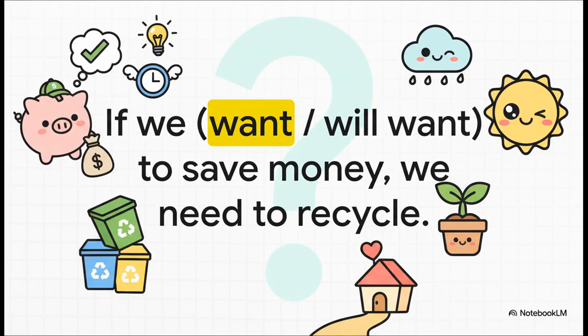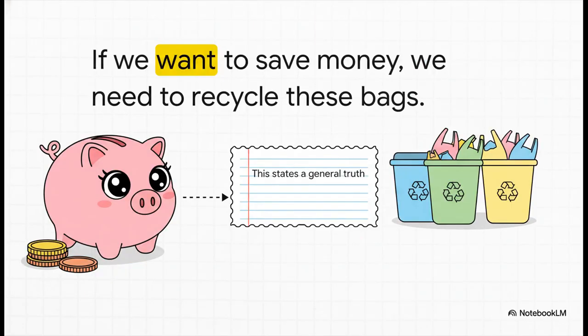Okay, let's switch it up a little. Which one is correct here? Want or will want? So think about it. What kind of sentence is this? Is it talking about a general truth or just one future possibility? You got it. It's want. Why? Because this is a zero conditional. It's just a general rule, a fact. If you want this result, you need to do this action. Both parts are in the simple present.